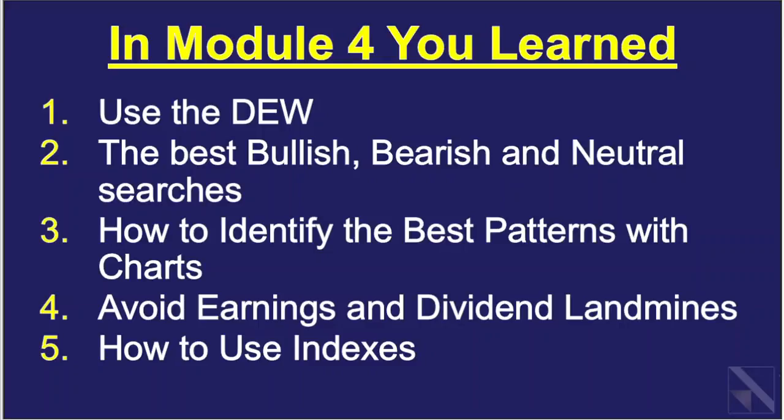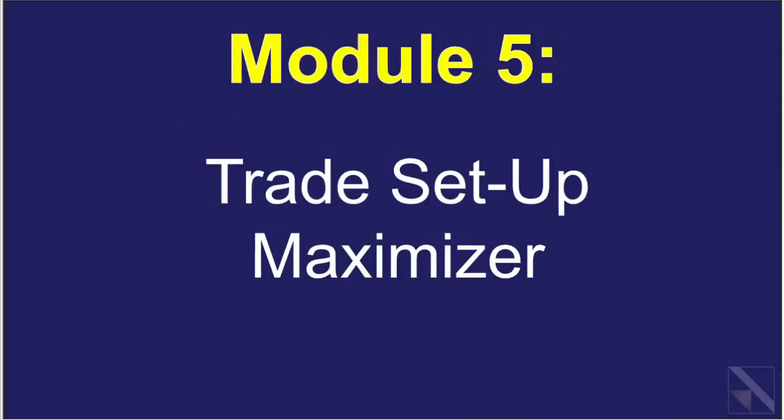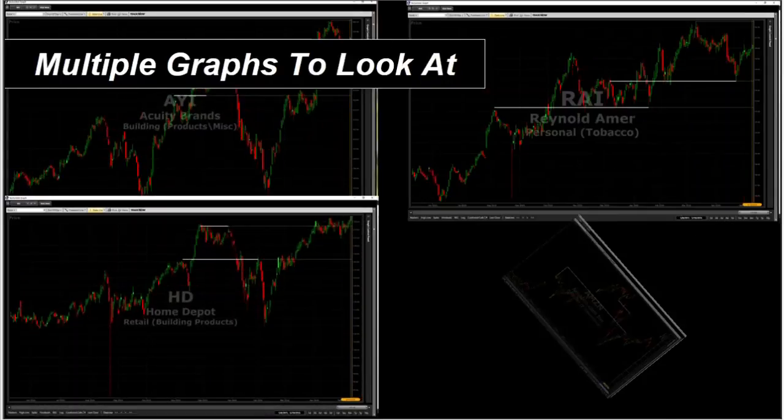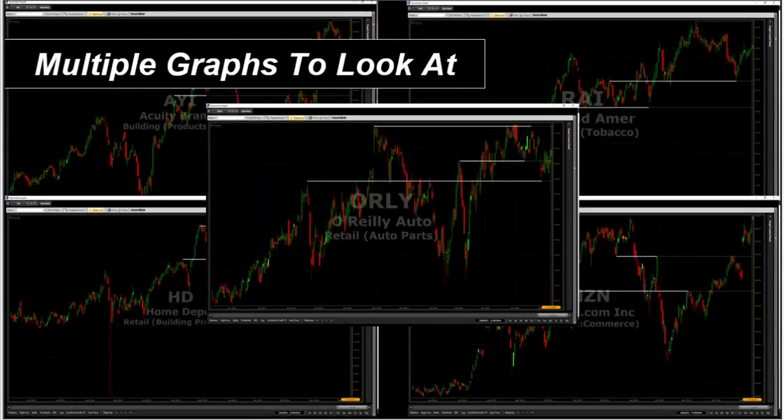All right, without any further ado, let's kick it off into Module 5, the Trade Setup Maximizer. And this really, again, is all about maximizing the way you find and set up your trades, premiums, getting right to the results as fast as you can, things that have good open interest. And this is important because you don't want to spend a lot of time going through graph after graph only to find out that the stock you chose doesn't have options that meet our criteria.